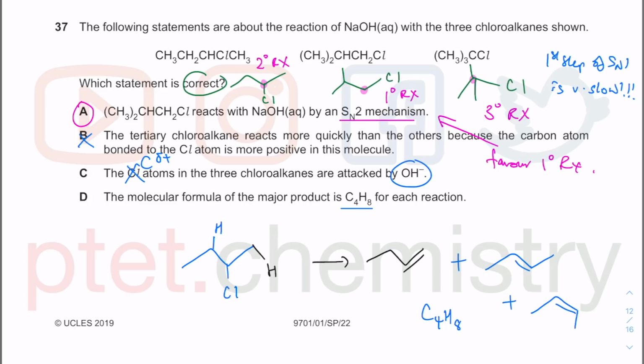The molecular formula of the major product. Just give me a minute. Let me see what's going on. Why does it feel that that is correct as well? I wonder why. Molecular formula of the major product. I think D must be wrong because of this word, major. How are you going to decide major versus minor? It's not like proceed via carbocation, right? I think A must be the correct answer there.